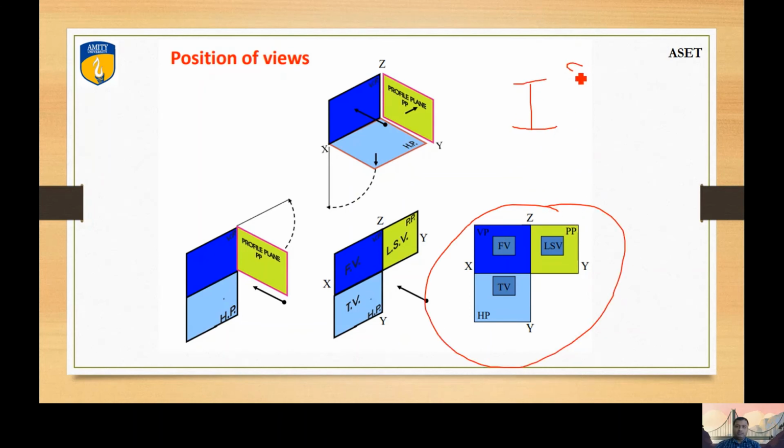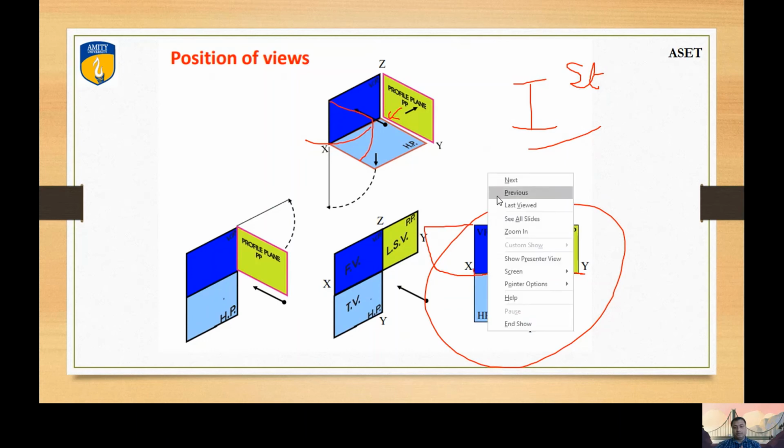You have to keep in mind that when you are dealing with the first angle, with reference to XY, front view should be above, top view should be below XY on the same projector of front view, and the left side view will be on the right side of the front view. Now, if you want to see the right side view for this object, the profile plane will be here, so this will be opening like this. So right side view will be on the left side of the front view.